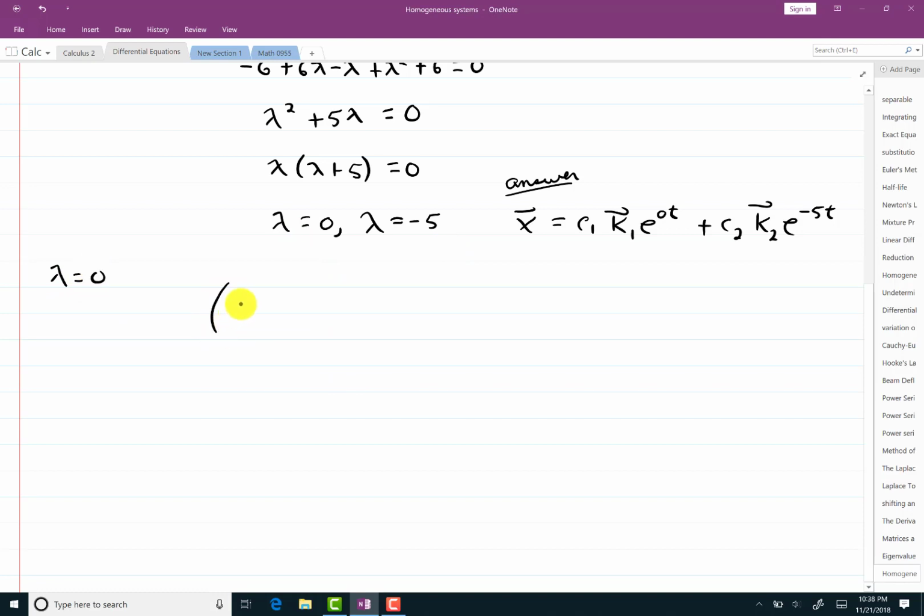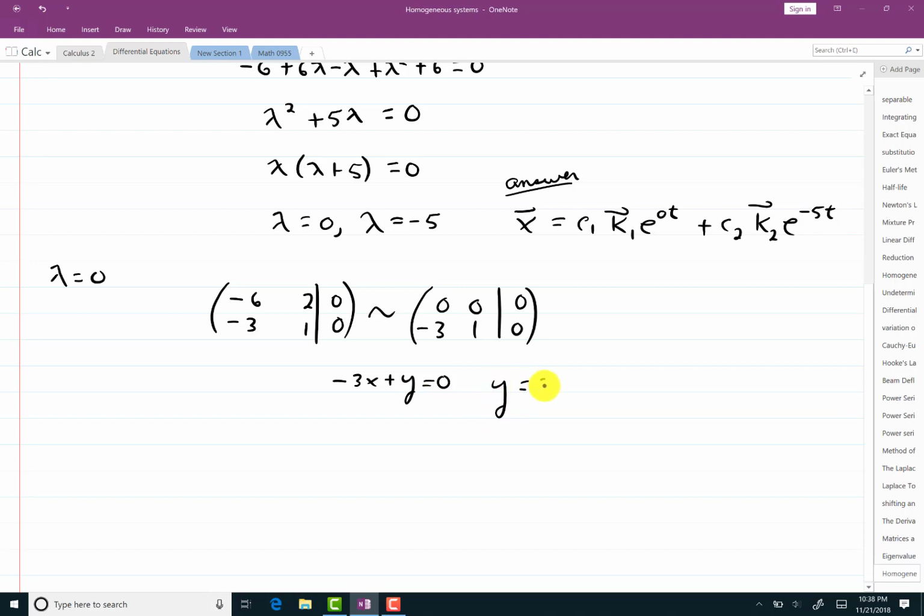So it really doesn't do anything. We have our original matrix. And you can wipe out one of these rows. Say if I take negative 2 times the second row and add it to the first, I'm able to wipe out a whole row. Now remember, if you convert this to equations, we have negative 3x plus y equals 0. And so you'll have y equals 3x.